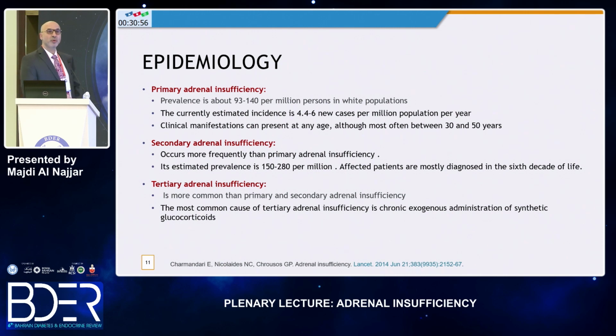Epidemiology: the most common cause of adrenal insufficiency is tertiary, secondary to steroid use. Primary adrenal insufficiency is rare, with a prevalence between 90 to 140 per million, and in some countries, like New Zealand, it's as high as 240 per million. The incidence is about 4 to 6 per million. It can present at any age; at a younger age, usually in patients with genetic disease, and if it is autoimmune, between the ages of 30 and 50. The secondary form is more common than the primary. It happens in the 5th and 2nd decade of life, and it's usually more common in females than males.